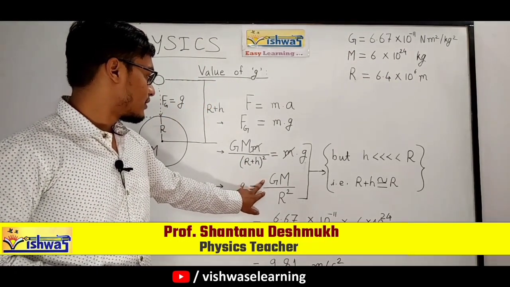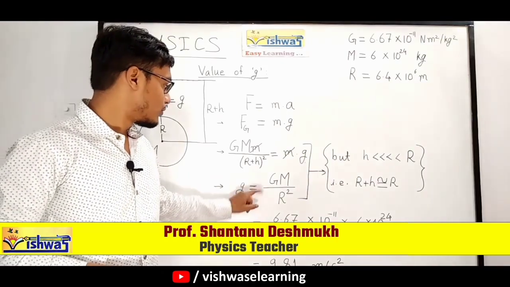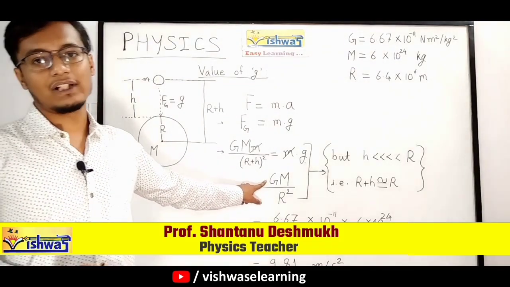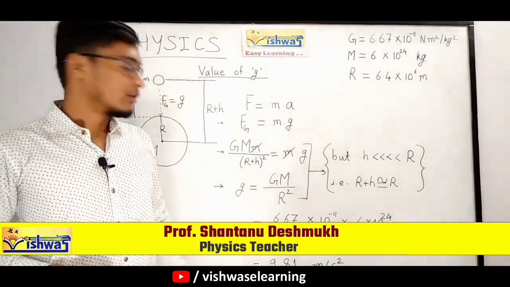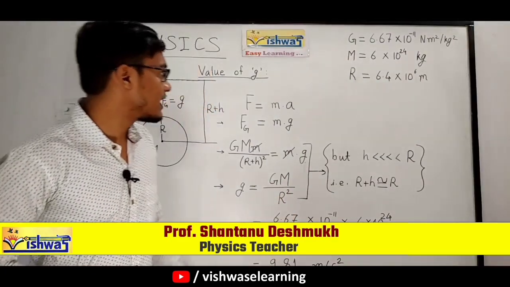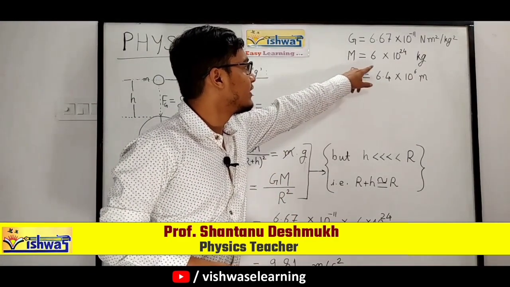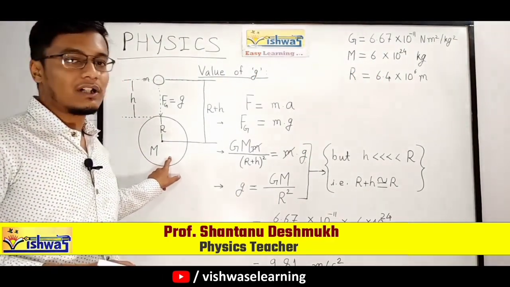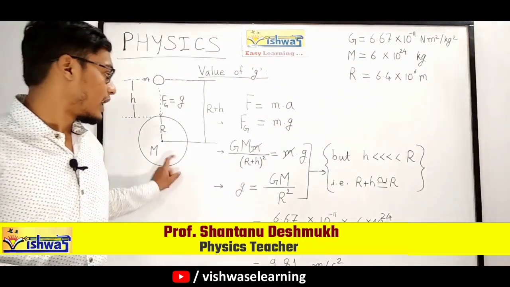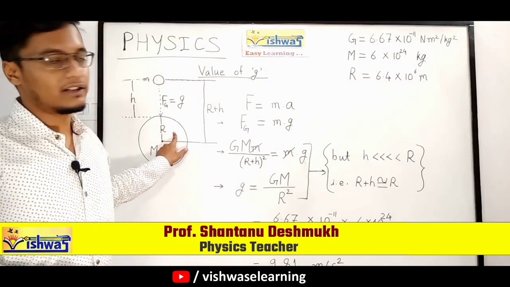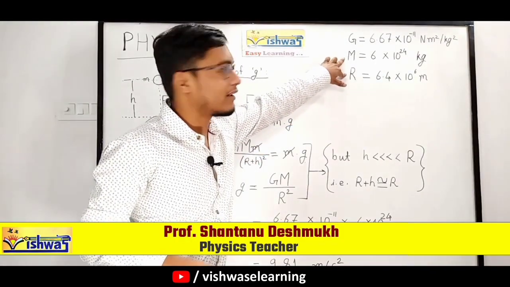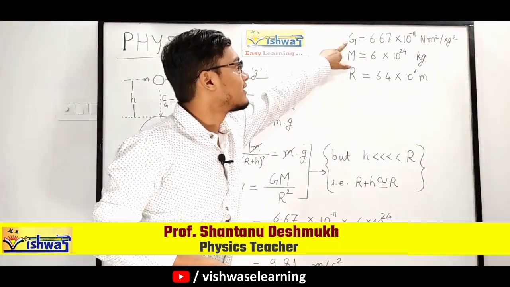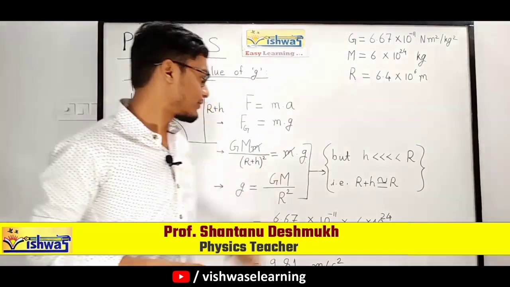Now we will put in the values so we can get the value of small g. What is the value of capital G? 6.67 into 10 raised to the power minus 11. And then what is the value of capital M? I have written it here as 6 into 10 raised to the power 24 kg. Always remember one thing, the mass of the earth will never change, and the radius of the earth will also never change. So I have written it here because it is also a constant term, like the value of the universal gravitational constant.